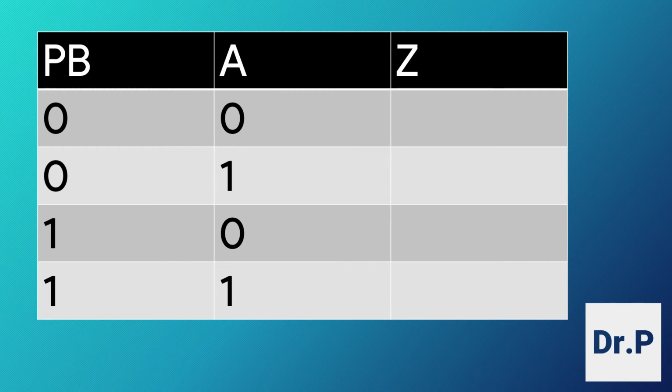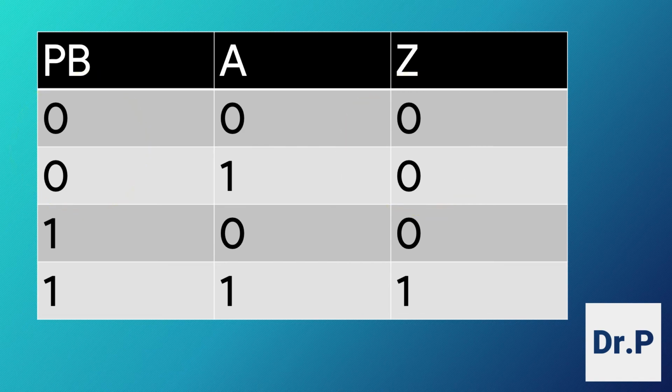Now we need to figure out what the output will be for each row. This is where we need to really reread our expression. If the button is pushed, which we established means that PB equals 1, then Z will be equal to A. So when PB equals 1 and A equals 0, then Z equals 0. When PB equals 1 and A equals 1, then Z equals 1. That's not too bad. When the button is not pressed, we get a 0 output. This means that Z will be 0 anytime that PB equals 0.